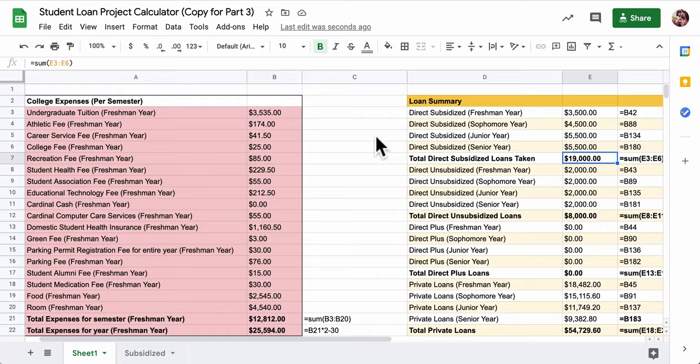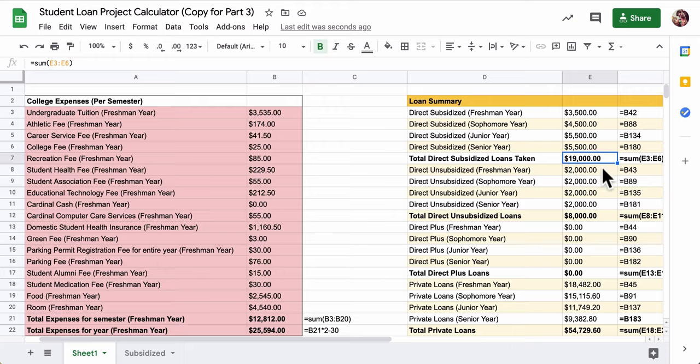This is the third part of the project, and we're focused on tracking what happens to our direct subsidized loans. Remember, these are loans given to you by the government where they pay the interest while you're in school. So you actually don't accrue any interest while you're in school. You take out these $19,000 in loans, and when you graduate, that's how much you owe.